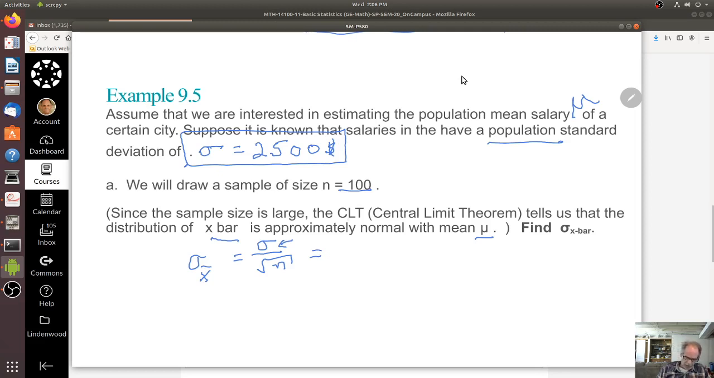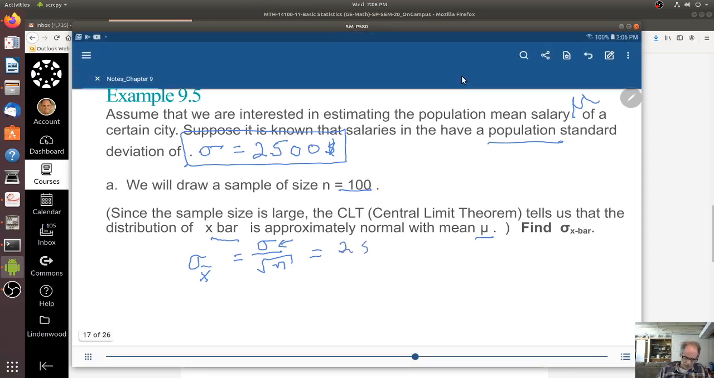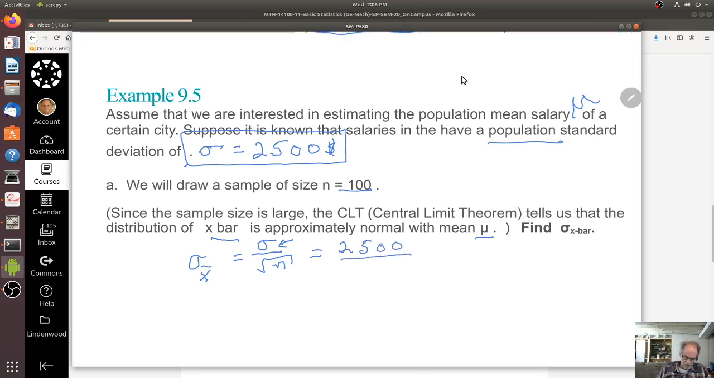So I take $2,500, that's given in the problem, divided by the square root of 100. Oh, that's nice. That's 10. So that's equal to $250. You know, if I take samples of 100 people, their averages are not going to vary as widely as the individuals in the population. And that's the essence of the central limit theorem, and that's what makes statistics possible.